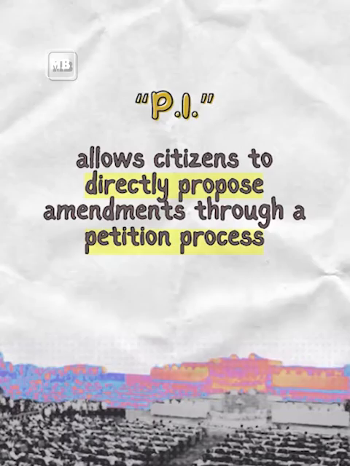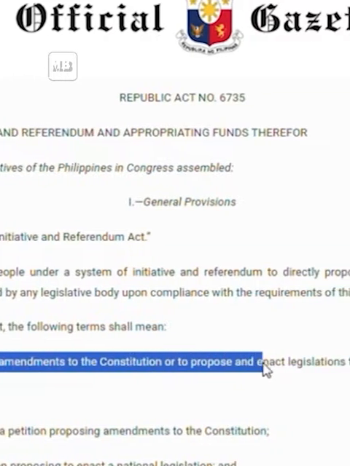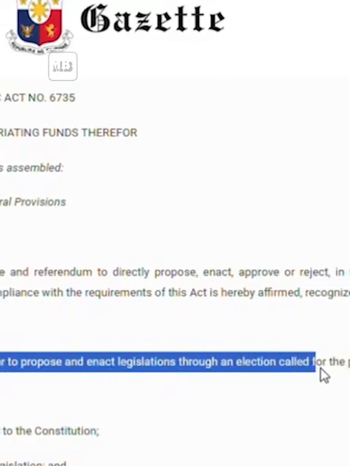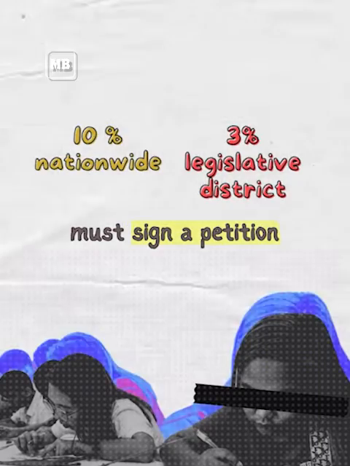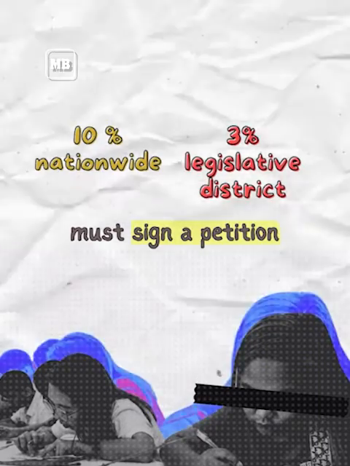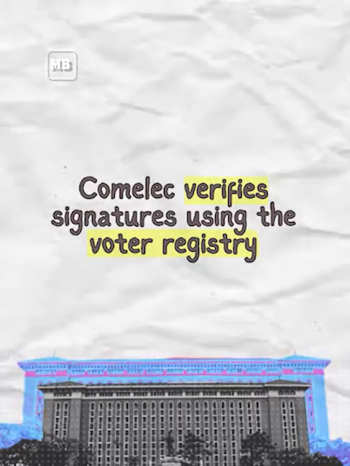In Republic Act No. 6735, initiative means people's power to propose constitutional amendments or legislation through an election. 10% of nationwide voters and 3% in each legislative district must sign a petition. Once the required signatures are gathered, COMELEC verifies them using the voter registry.